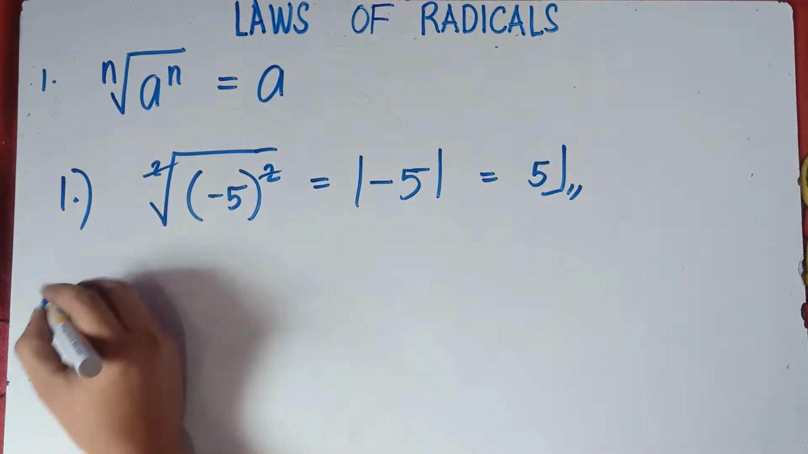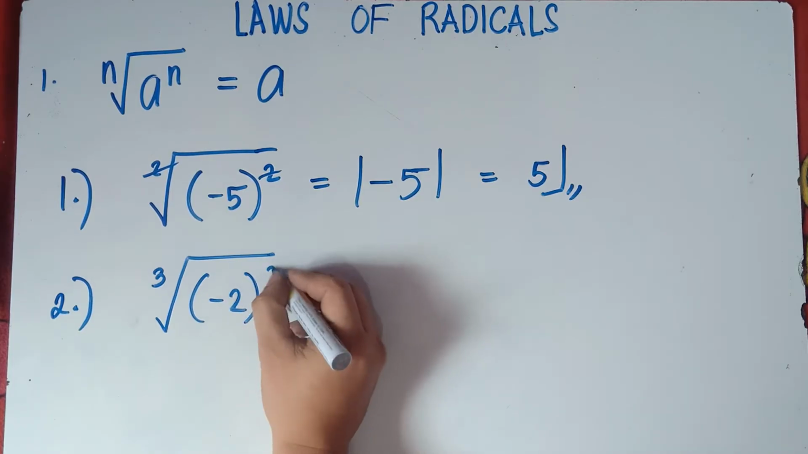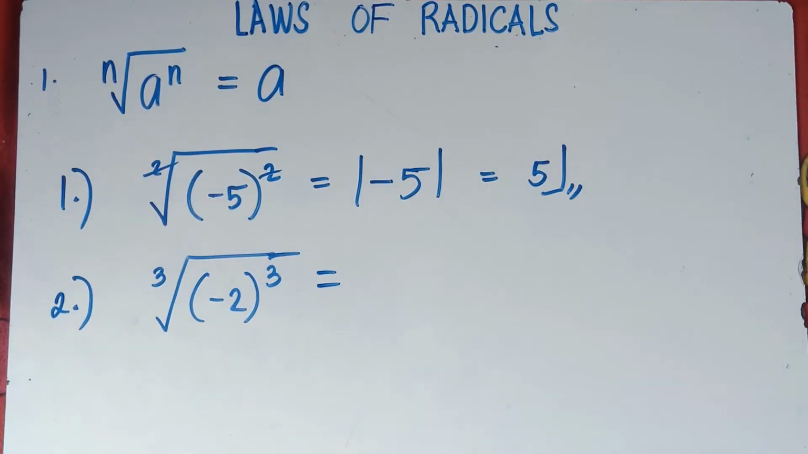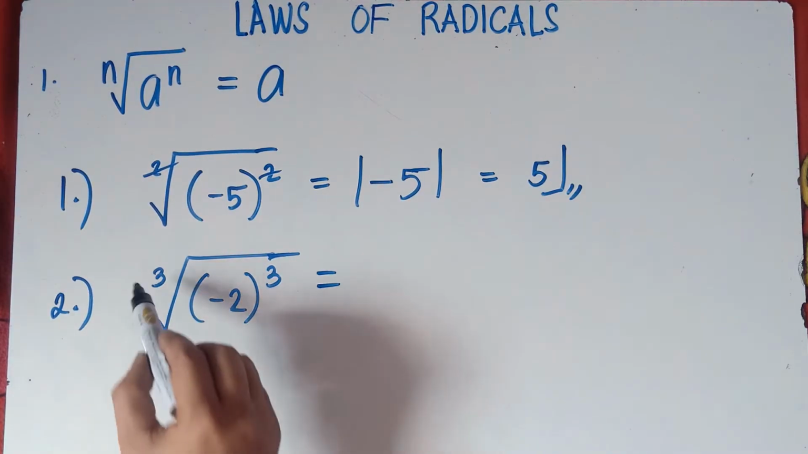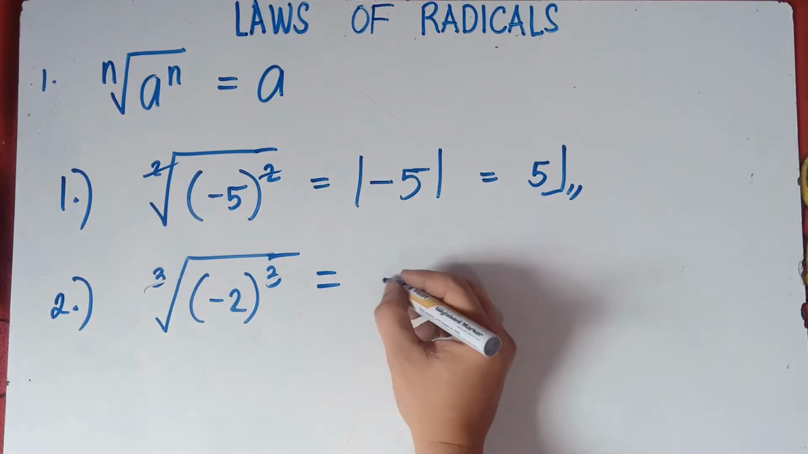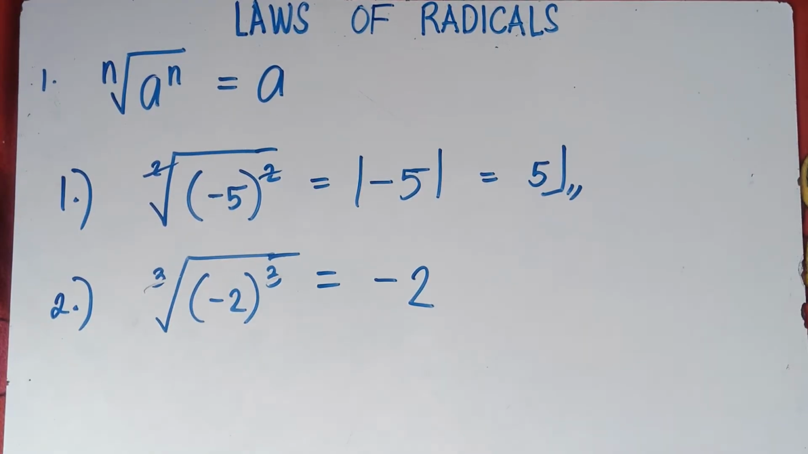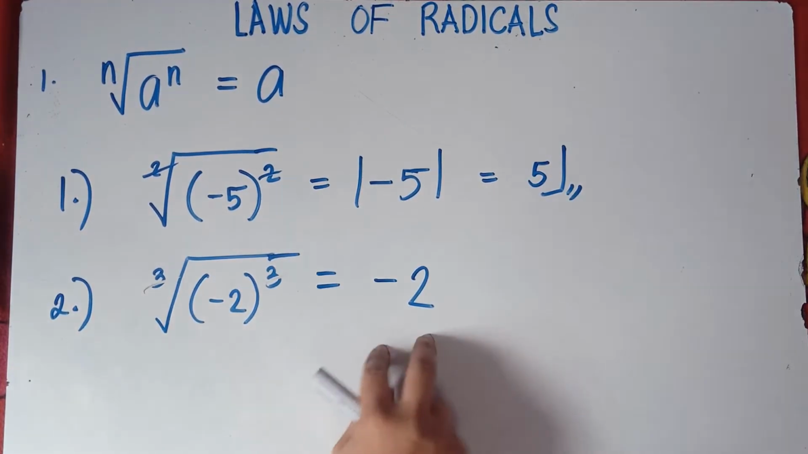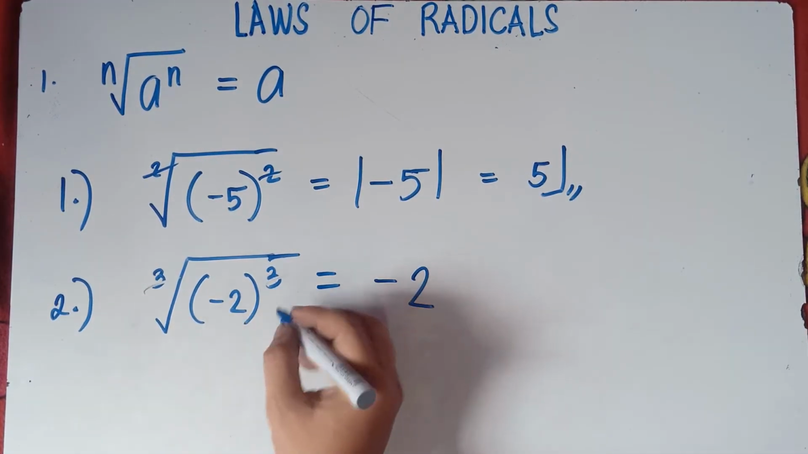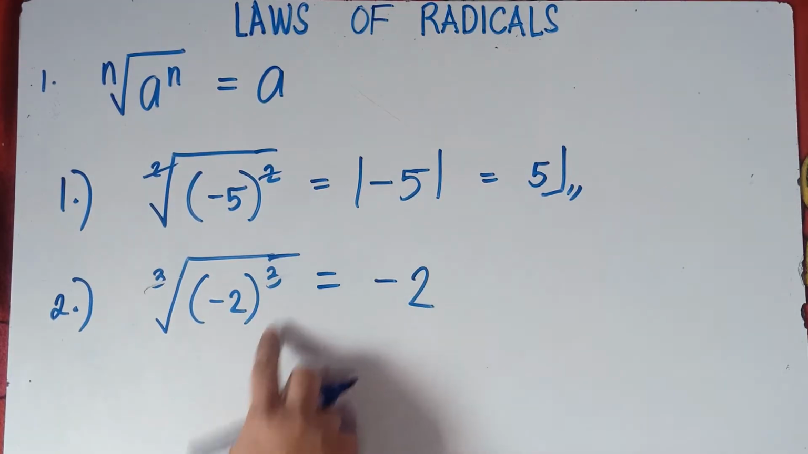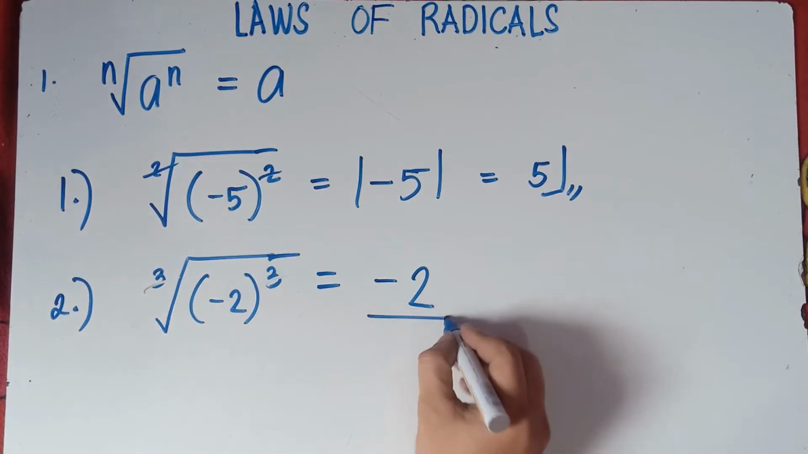Let's try another example, class. What if you have the cube root of quantity negative 2 raised to the power of 3? Alright, so the index and the exponents are the same, so we can cancel this out. And our answer is negative 2. Now check it. Is this our final answer? So let's check. Is a less than 0? Yup, negative 2 is less than 0. Next thing to check, is n an even number or odd number? 3 is an odd number, so therefore we just simply copy a. So our answer is negative 2.